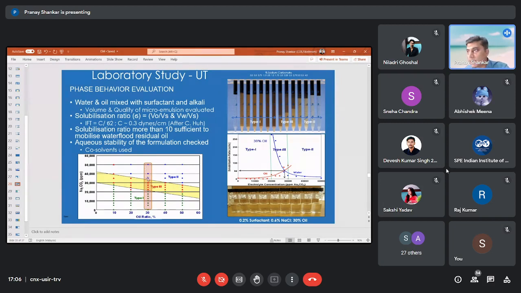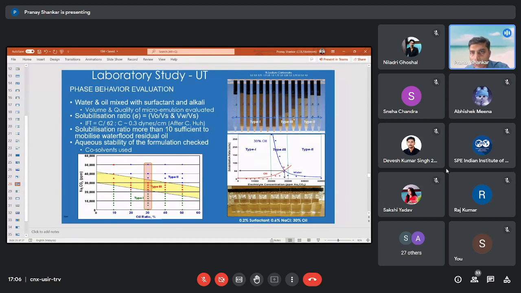And what is this type 3 microemulsion? You can see these are various test tubes, or phase tubes, where we have this mixture of water and oil mixed with surfactant and alkali. You have different concentrations of alkali in all the tubes. It starts with 0% alkali, then 0.5, 0.75. So you have increasing concentration of alkali in all the test tubes, but the same surfactant and polymer solution.